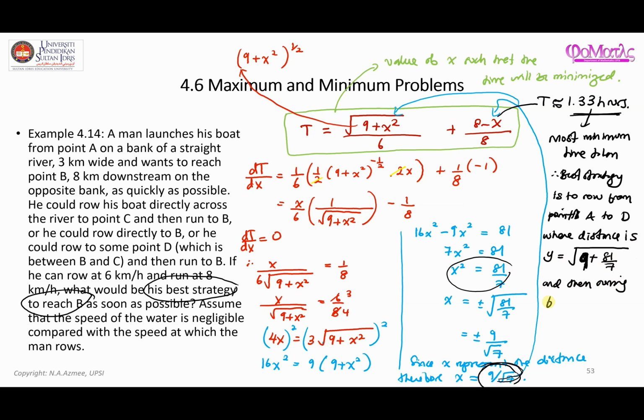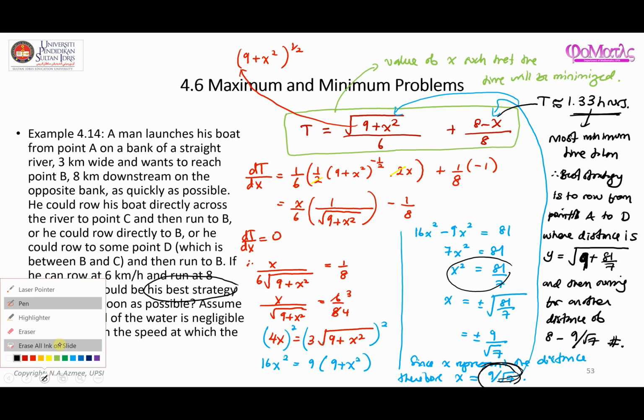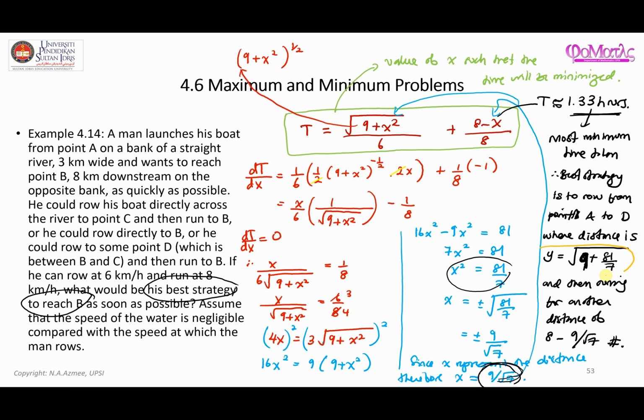And then running for another distance of 8 minus 9 over square root 7. Okay, so that is the answer to this example here. I will leave it to you to determine the value of y here. I'm sure you will be able to do that. Just plug these values into your calculator, and you can also determine the distance of running he has to take to reach point B from point D.